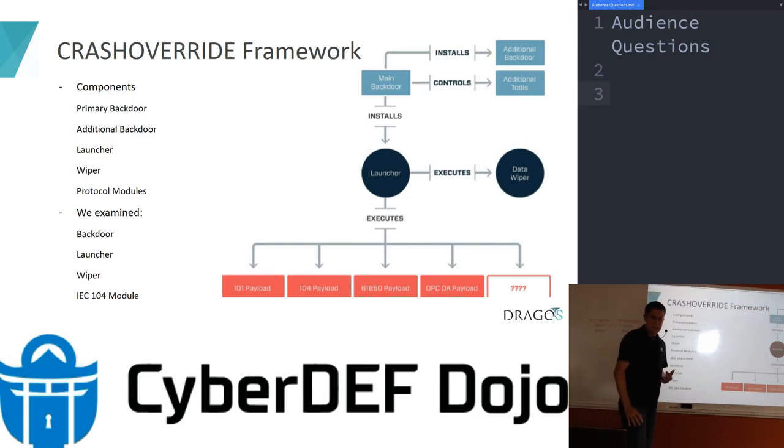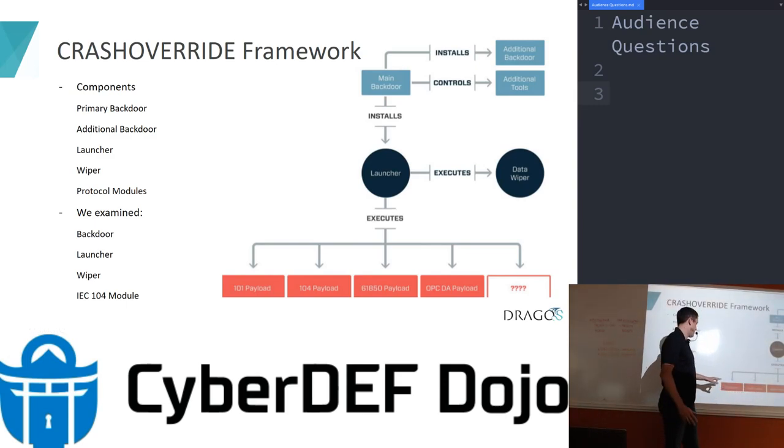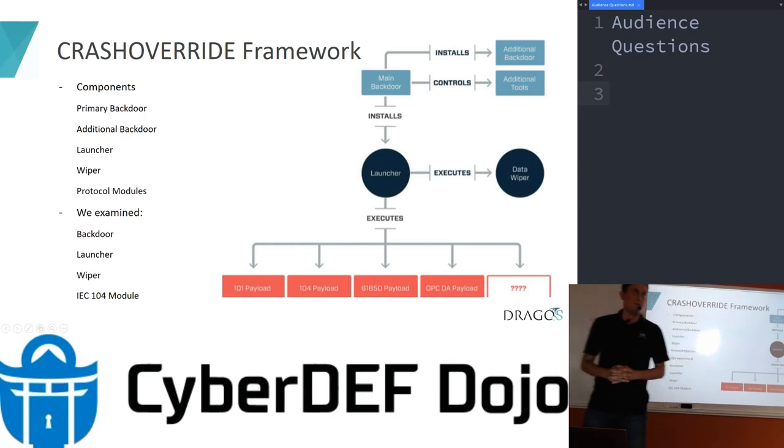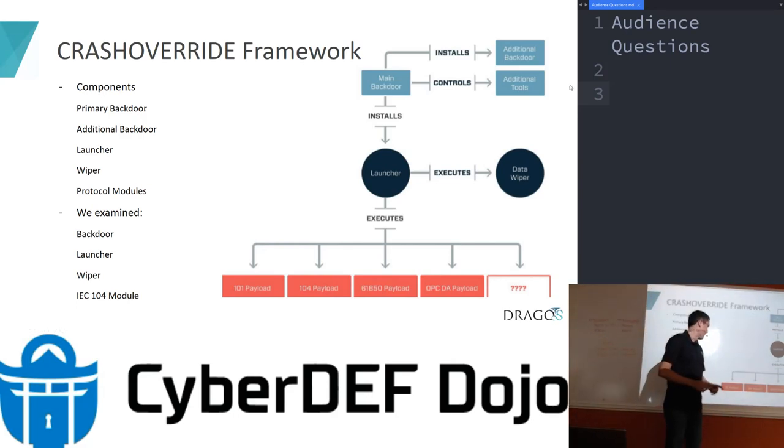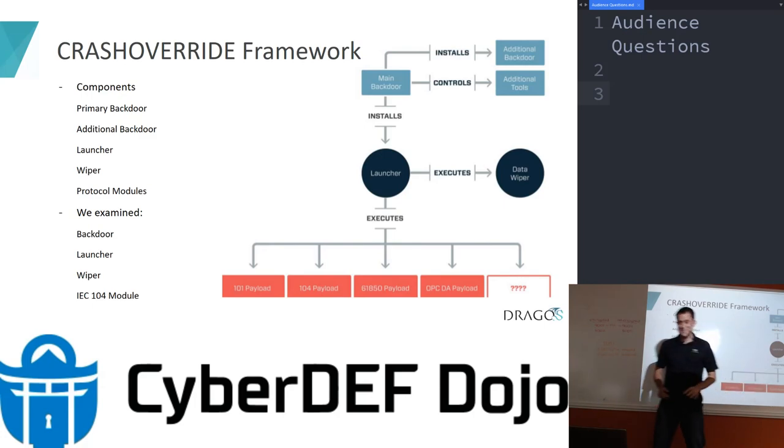For this, we were able to examine the backdoor, we had the launcher, we had the wiper, and we had the 104 module. Right now, we're unsure of anyone that has the 101, 61850, or OPC modules outside of the original team that did the investigation. If you were looking for these out on the internet, you'll probably find 104 in these, but if you do find these other ones, let us know.